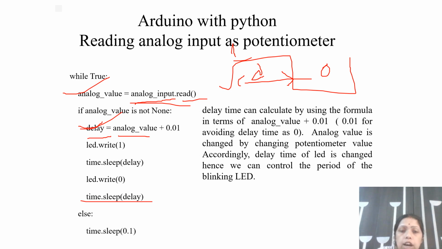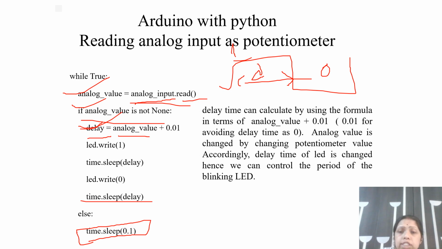If nothing is changing in the analog input, if you are not changing anything in the potentiometer, nothing will be done for the LED. It will wait for 0.01 second, then go back and check the analog value again. If it takes new data from the potentiometer, it will again check the analog value. So this is about reading analog input from a potentiometer.